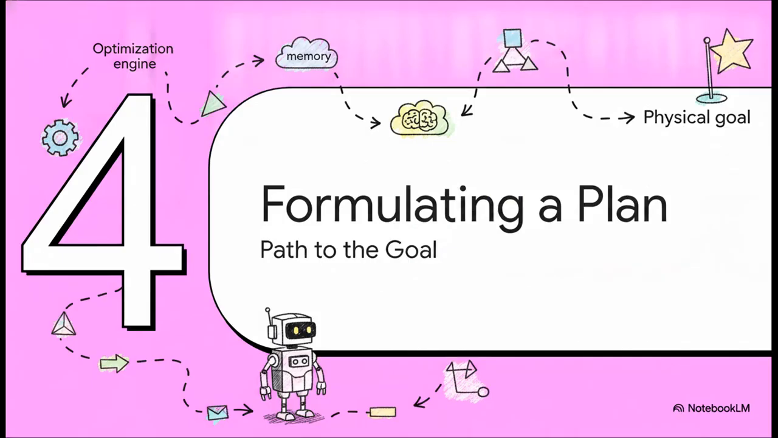Section 4. Formulating a master plan. All right, so our agent has its optimization engine. It's got memory and it understands logic. But how does it actually figure out the necessary steps to reach a real physical goal? Simply put, it needs a plan.